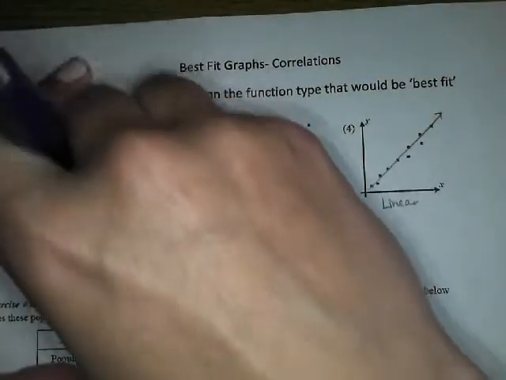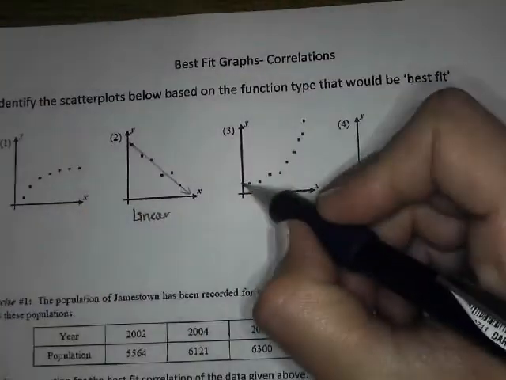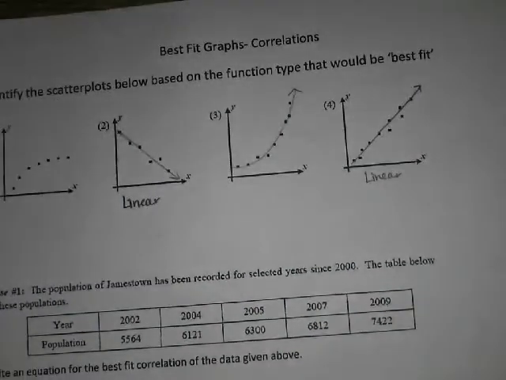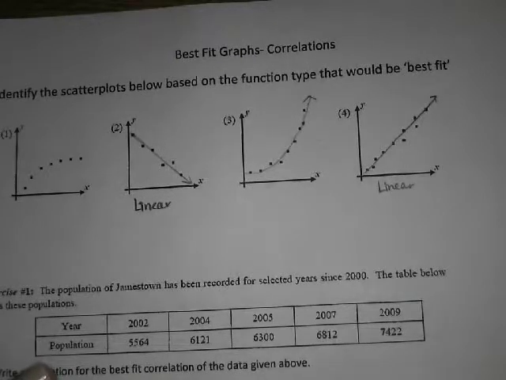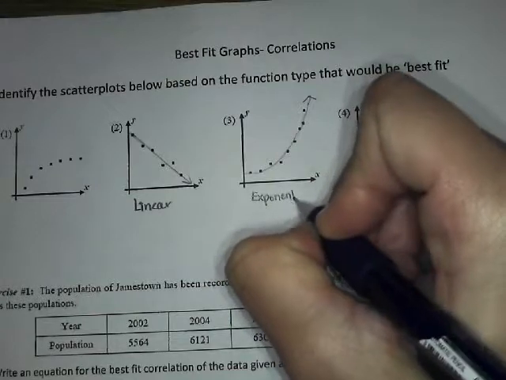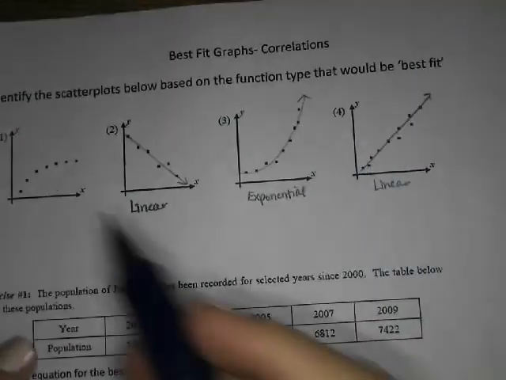So I'm going to base it just on the pattern that I see. This pattern kind of looks like this. What is that? Exponential, very good. And how about this one?